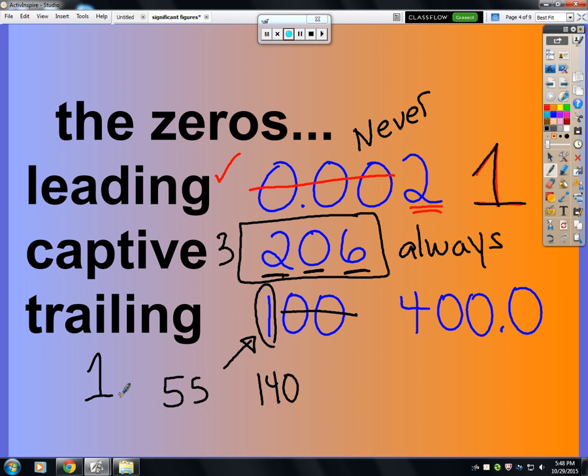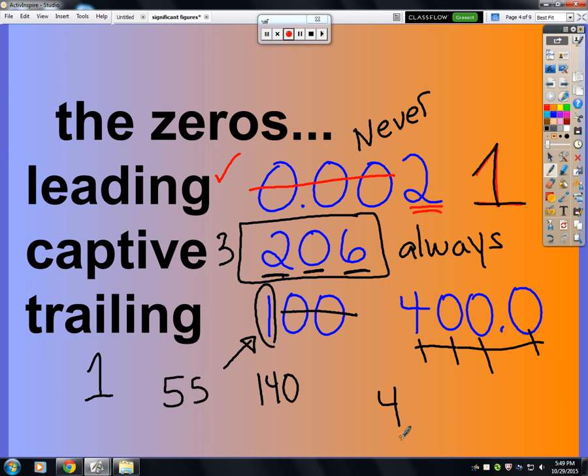Now let's look at this 400.0. There are trailing zeros there. How do I know they're trailing? Because they're at the end of my number. Is there a decimal? Say yes. And since there is a decimal, those zeros count. So how many places do you see? I see the 4, I see the 0, and the other 0. That is 4 significant figures.